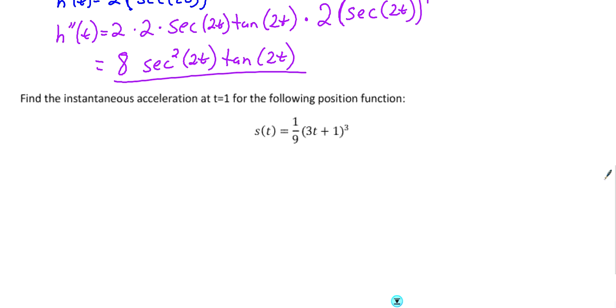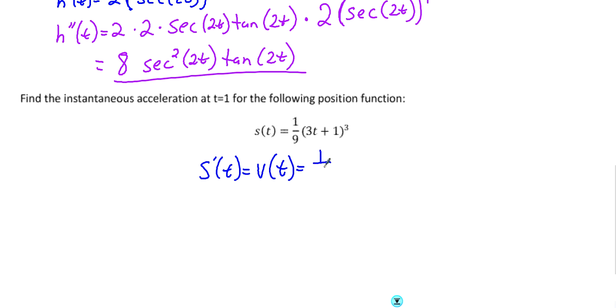And then the last one, this doesn't look like a second derivative or taking the derivative twice, but it's asking me to find the instantaneous acceleration at t equals 1, given this position formula. Well, acceleration is the second derivative of position. So I've got to take the first derivative. So I'm taking s prime of t, which is velocity. Okay? So the first derivative is velocity.